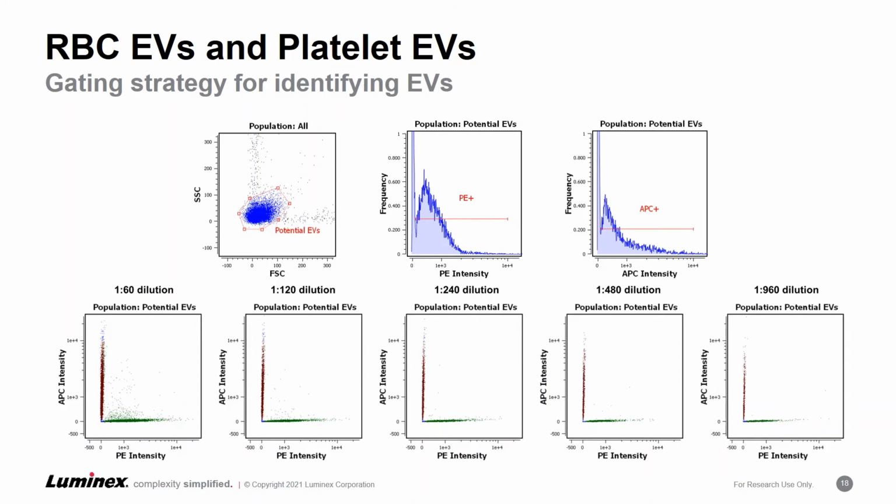Shown here in the top row is the gating strategy for identifying the potential EV populations for both the RBC and platelet-derived EVs. The population ranges from about 50 to 200 nanometers with a peak around 100 or 120 nanometers, with the platelet EVs having a larger tail. The bottom row shows the serial dilution data. The 1 to 60 dilution on the far left has a significant amount of coincident events, so that concentration is too high.